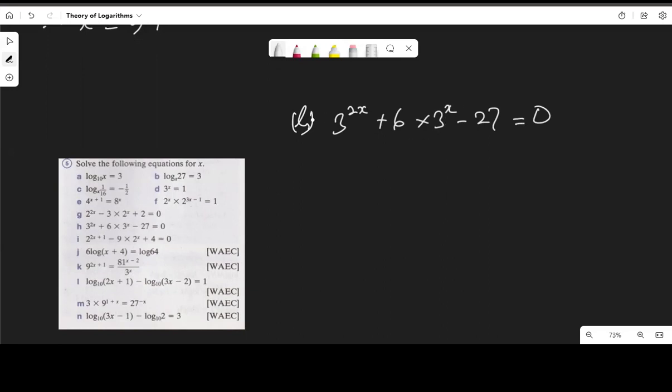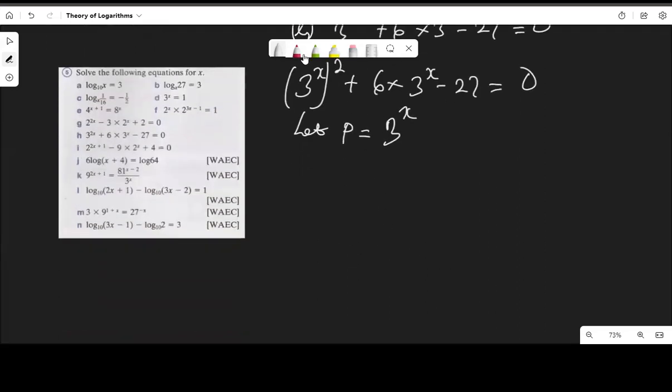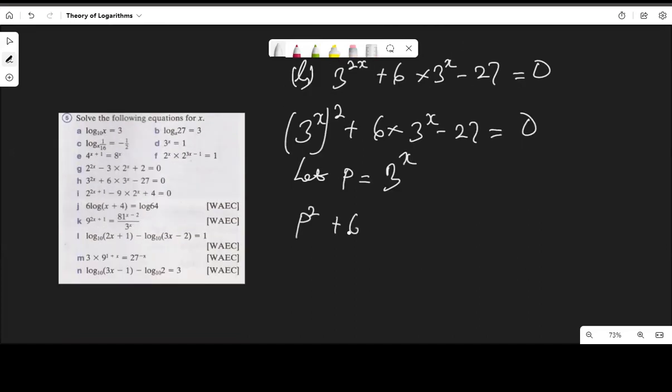Again, I have 3 to the power of x here, so I will adjust this first term so that I will have 3 to the power of x in both places. In this first term, we can write that as 3 to the power of x, then to the power of 2, plus 6 times 3 to the power of x minus 27 equal to 0. So I have 3 to the power of x here, I have it here, I can replace it. Again, let me use p. Let p be equal to 3 to the power of x. The first term then becomes p squared plus 6 times p minus 27 equal to 0.